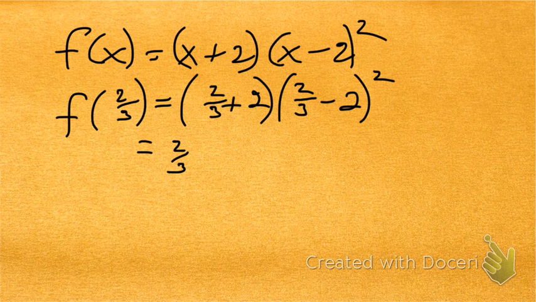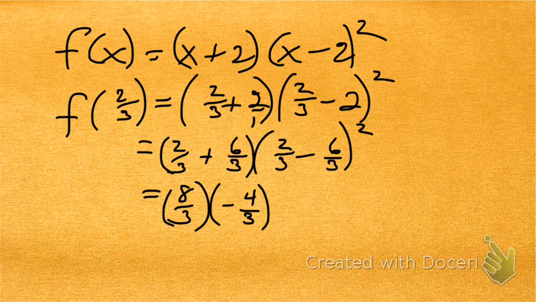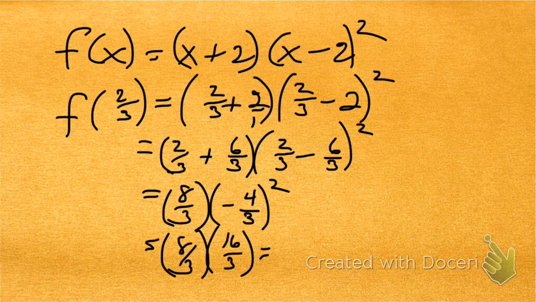That's 2/3 plus 6/3 when you get an equivalent fraction. When you change 1 into 3, multiplying by 3, and 3 times 2, we've got 2/3 minus 6/3 squared. Well, that is 8/3 times the square of negative 4/3, which is 8/3 times positive 16/3. When we multiply our numerators and denominators, we've got 128 over 27.